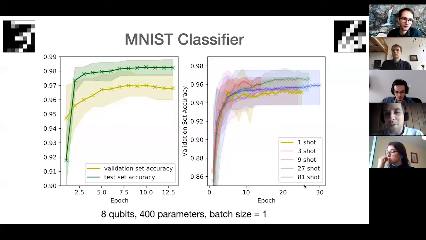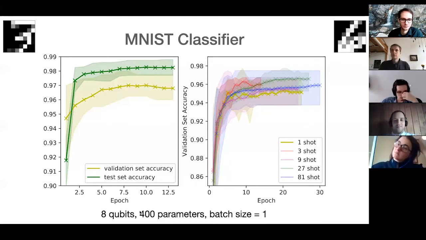Okay, so my question was about, it's pretty nice how the dependence on the number of samples, it's still, you can train it pretty well in a single shot regime. So what was the circuit that was doing the classification? How complex was it? Yeah, I will show you this in a few slides, and these 400 parameters.